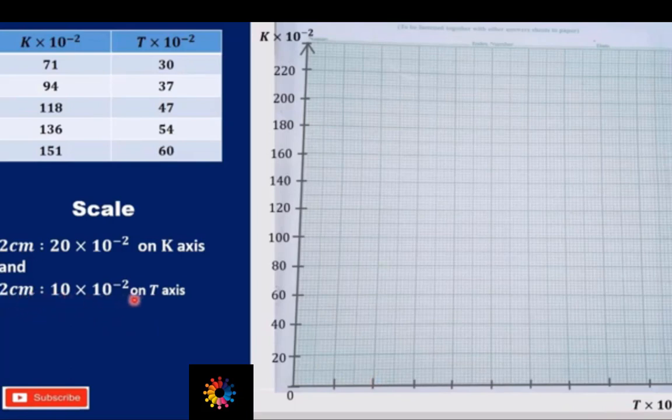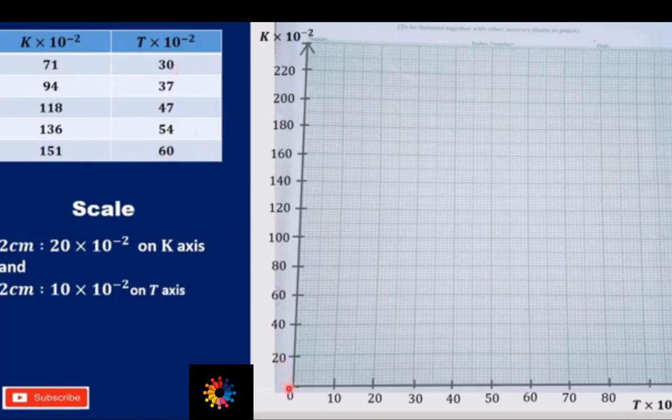So we are going to have 10, 20, 30, 40, and so on. Those are the values we have for k and t. So the next thing for us to do, for the k axis, we have 71 and 30.